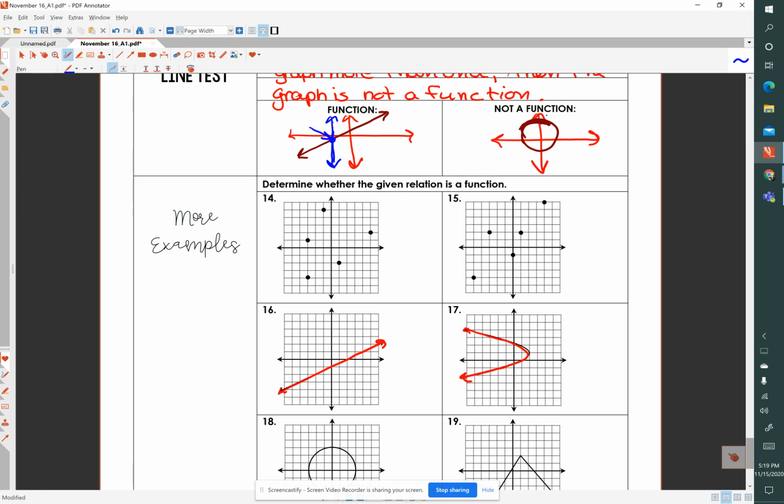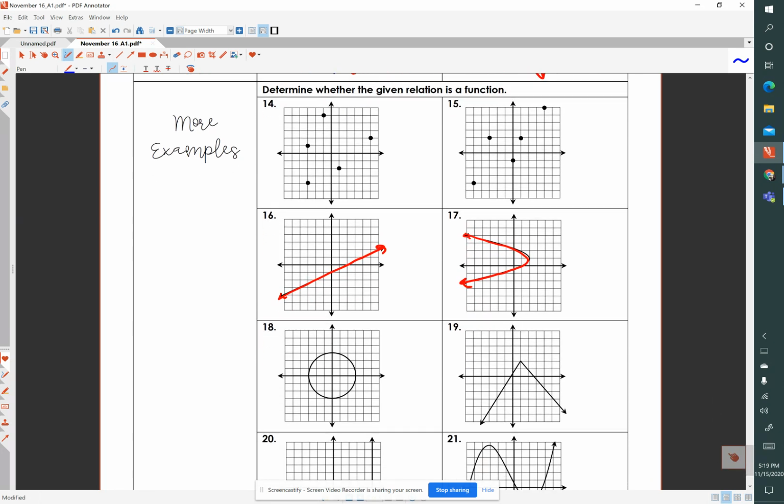Now, if I take a vertical line and I pass it through any point in this graph that looks sort of like a circle, it will pass at 2 points, here and here. So that is not a function. And that's how the vertical line test works. So let's look at some more examples with the vertical line test.